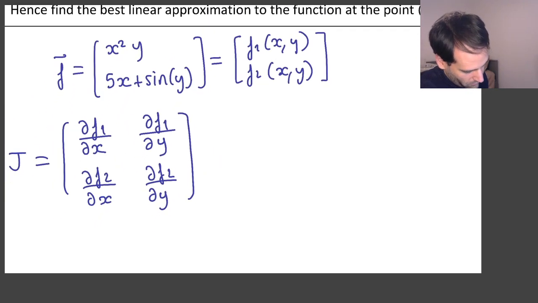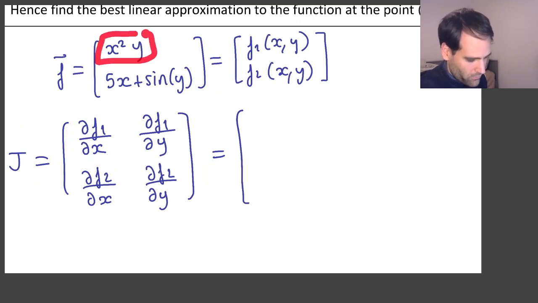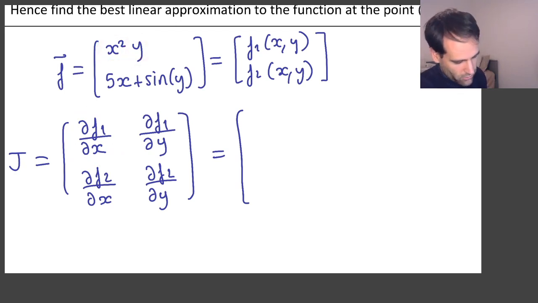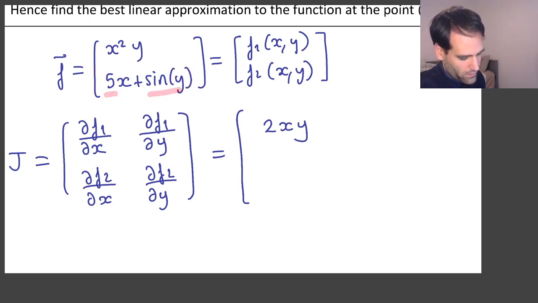And that is quite easy. So let's do it. What is the partial derivative of f1 with respect to x? I need to do the derivative of this with respect to x, so we keep y as if it was a constant, and we will get 2xy. Next, what is the partial derivative of f2 with respect to x? I need to do the derivative of this with respect to x, assuming that y is a constant. So it will be 5 plus 0, because this is a constant. So it's equal to 5.